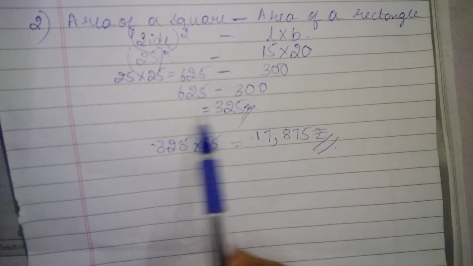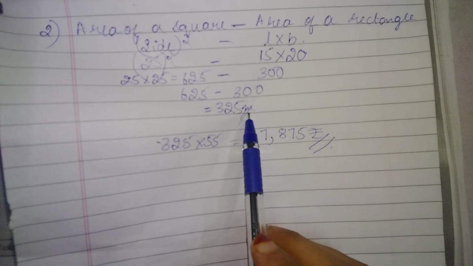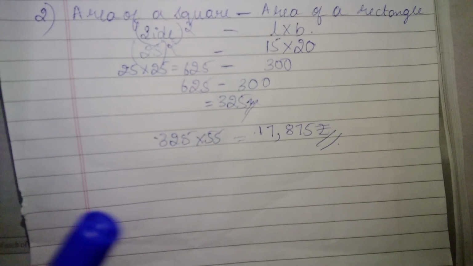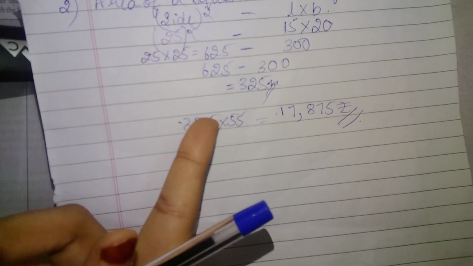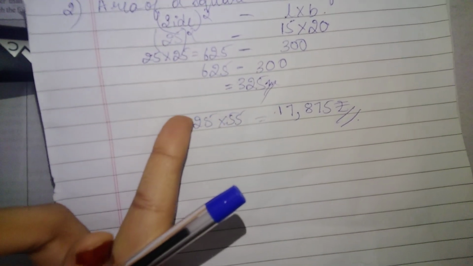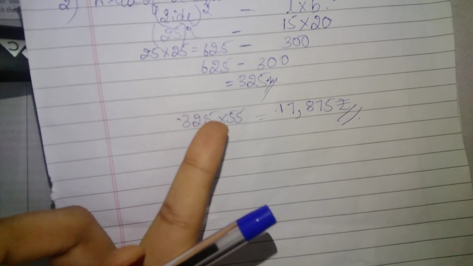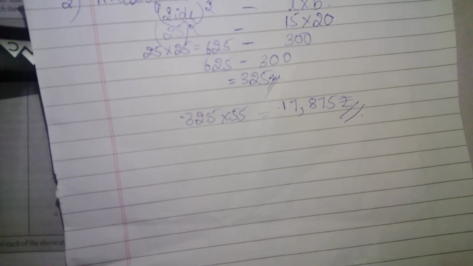See, here you got the meters as 325. What is the question telling? The rate per meter is rupees 55. You got 325 meters. So if you multiply with the rate for 1 meter, you will get the total cost.